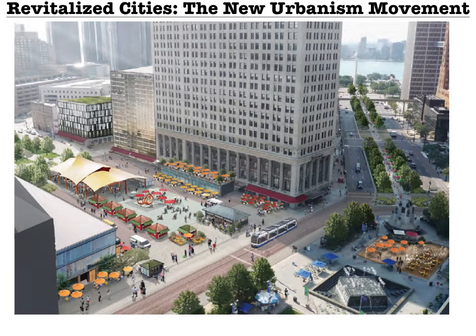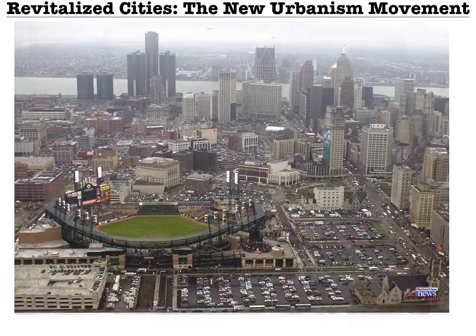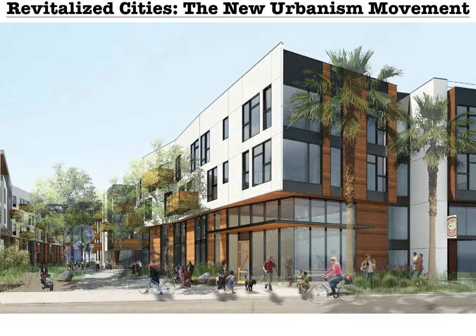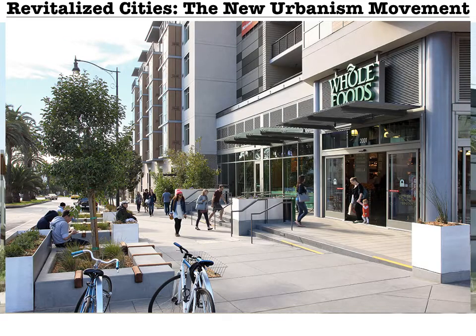Here's a plan for downtown Detroit, and here's an actual picture of downtown Detroit from Comerica Park, which is where the Tigers play. And we can see the context with all this new development happening around the CBD in Detroit, leading to a revitalization. So part of that is mixed-use development, and here we can see a plan for mixed-use development in San Francisco in a neighborhood called South Beach, and here's actual mixed-use development in the same neighborhood.